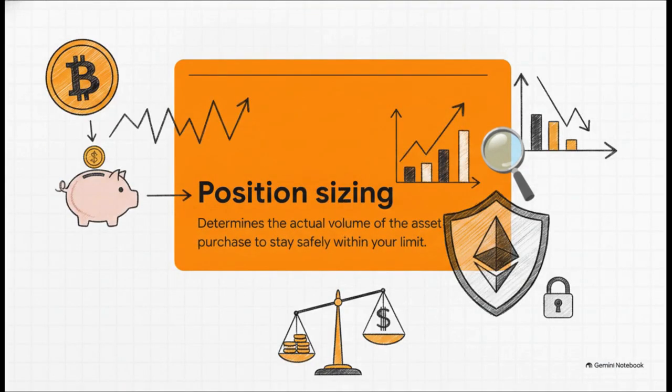Now, working perfectly in tandem with that risk limit is your position sizing. Once you know you're only willing to risk, say, $100, your position size determines the actual volume of the crypto asset you can purchase safely within that limit. It dictates exactly how many tokens or coins you buy based on where your safety net is placed. This makes sure your risk exposure stays perfectly fixed no matter how erratic the asset's price becomes.